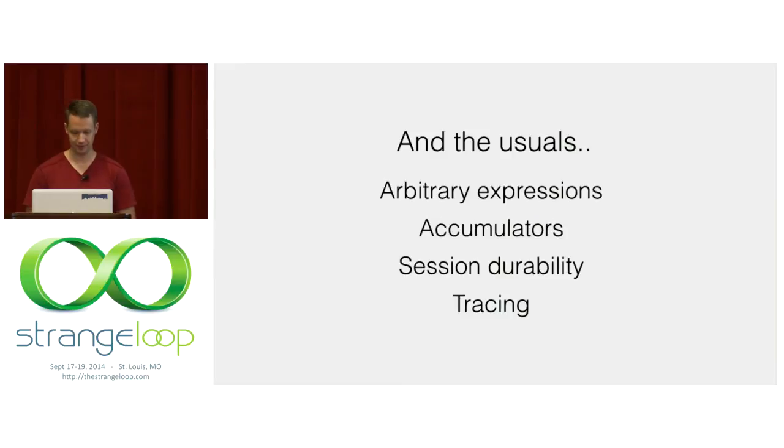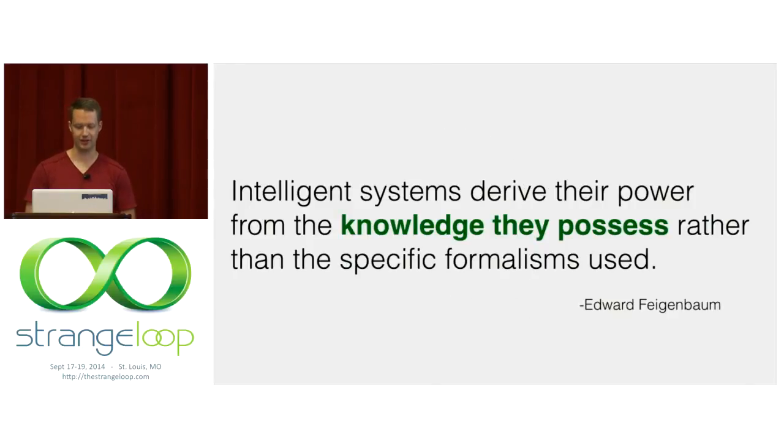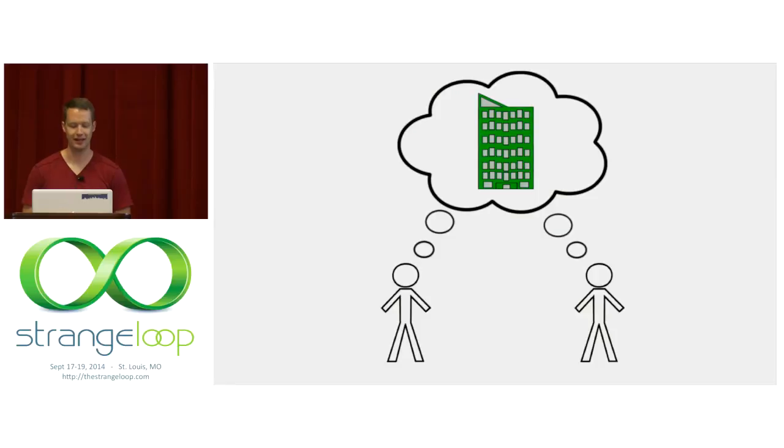All right. And then a bunch of other things that I didn't show for the sake of time in terms of arbitrary expressions and accumulators. I wanted to touch on one other thing as well, in that I said I'd circle back to Edward Feigenbaum's quote, in that they derive their power from the knowledge they possess. Now, a lot of times we hope that we all have the same mental model in mind.